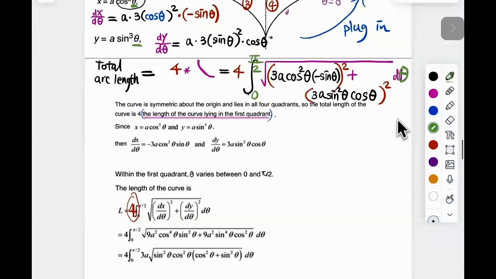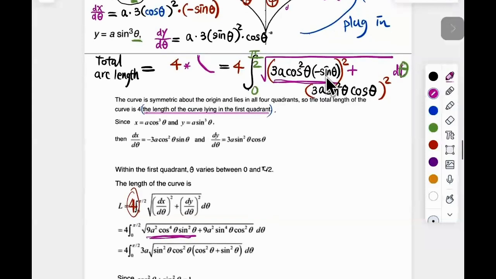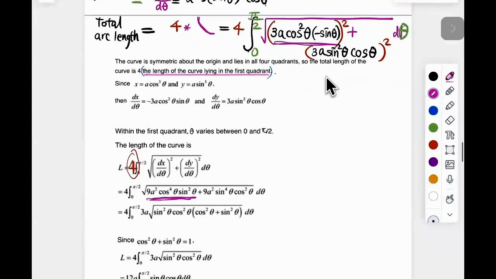Now after that, if you square this, what's the square of this? 9a squared cosine to the 4th power, right? And then when you square here, the negative sign doesn't matter, right? Then you have sine squared. So isn't this one here the same as this one? Same as that one, right?